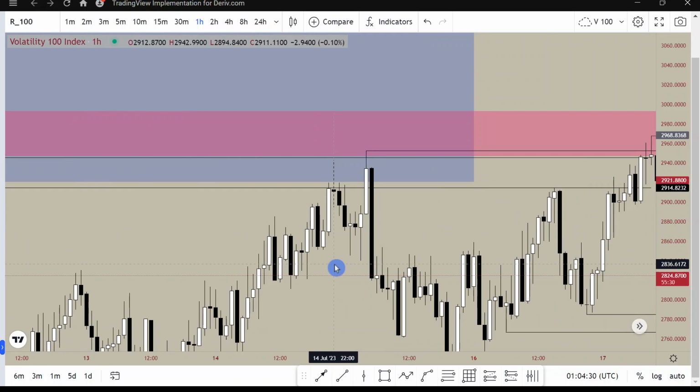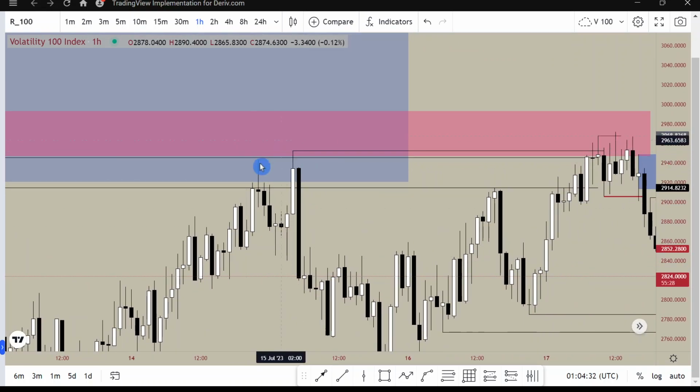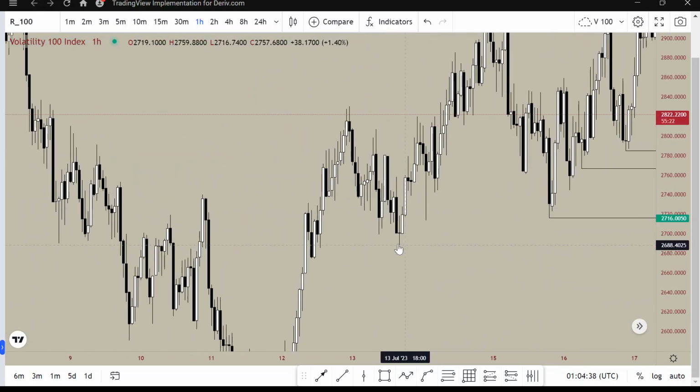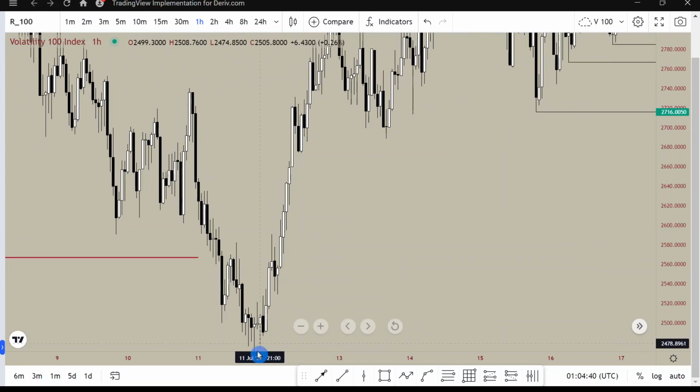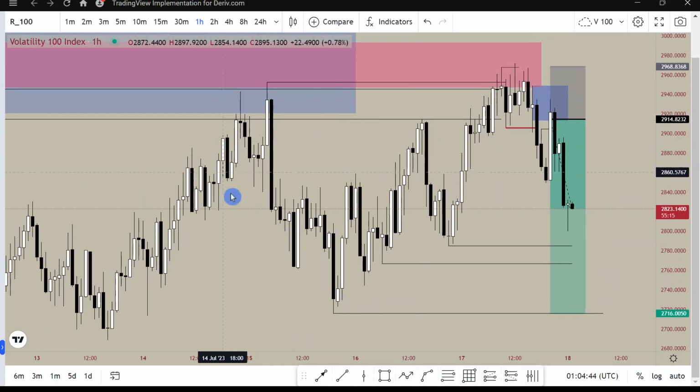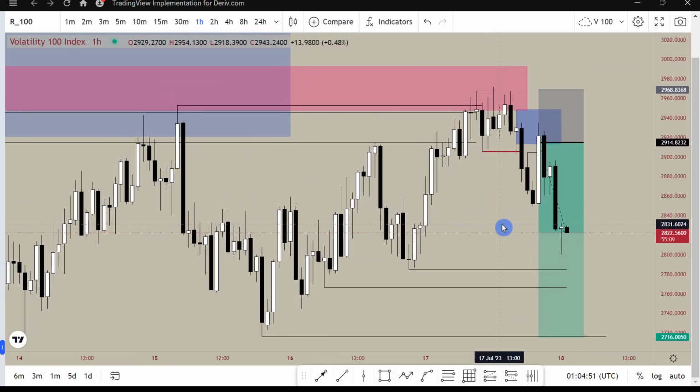So the last two days price came into the area, gave us some nice sales. Of course I was expecting price to sell to take this low and come all the way down to take this low, but it gave us a little profit, and then it came back again into the zone today. Okay, today. So since I know my daily bias is bearish, I'm looking for sales. I'm not chasing any bullish price. I'm only looking for sales.